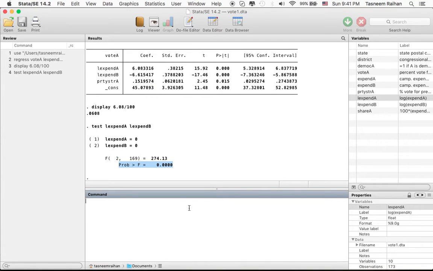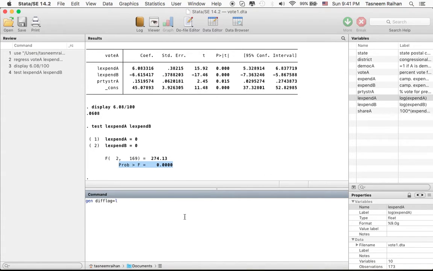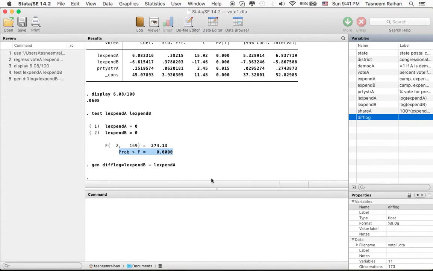Let's go back to Stata and use our usual command gen, which stands for generate. We want to generate a new variable called difflog, which is equal to log x2 minus log x1. Log x2 in this variable list is called L expend b, and minus log x1, which is L expend a. Hit enter. We have the new variable called difflog right here.